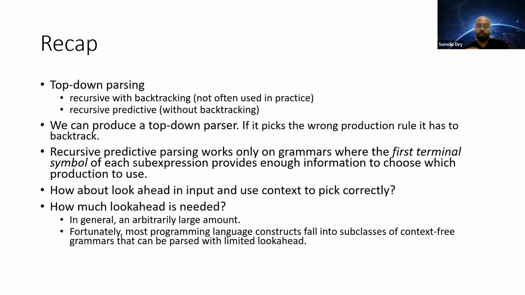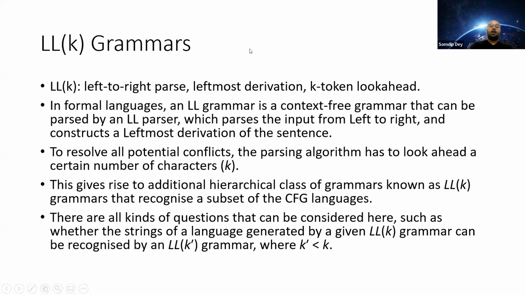Now, that being said, the biggest question here is, okay, how much look ahead is needed? In general, an arbitrarily large amount of look ahead might be needed. But fortunately, most programming language constructs fall into a subclass of context-free grammar that can be parsed with a limited number of look ahead. And when we say limited number, we denote it with a variable called k. So we have the form of grammar called LL(k) grammar, where we do left to right parsing with leftmost derivation and k number of token look ahead.